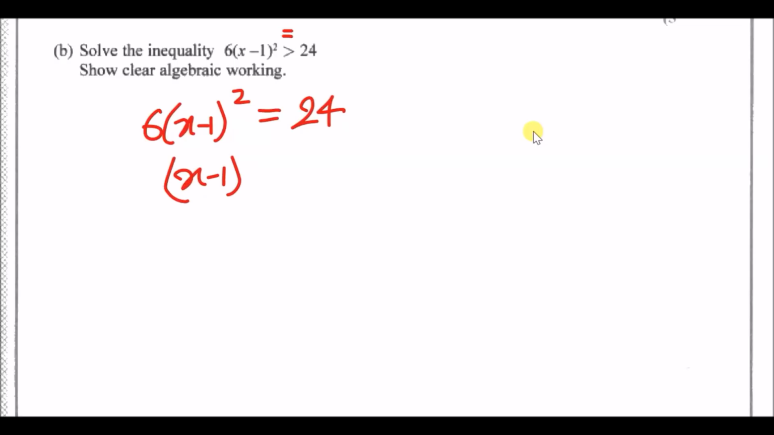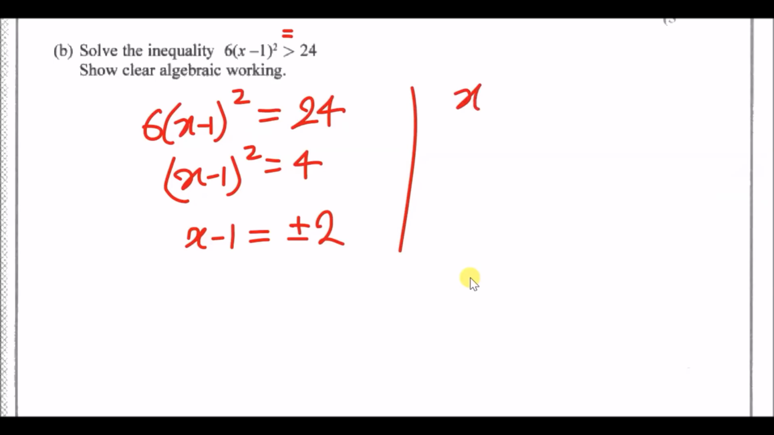So you get x minus 1 squared. Divide this by 6, you're going to get 4. And now to get rid of the square, we need to square root both sides. So you're left with x minus 1 equals the square root of 4, which is 2. But because you square root, it will be plus minus 2. Now lastly, we're going to add 1 across. So we're going to have x equals plus minus 2 add 1.